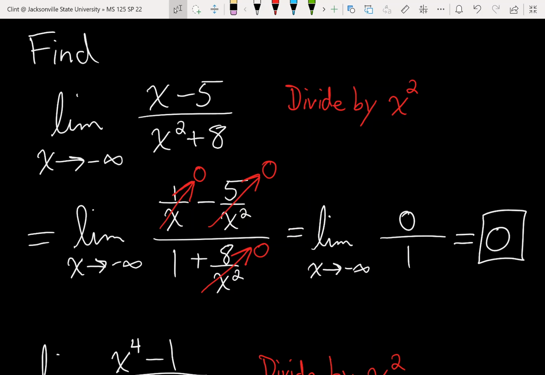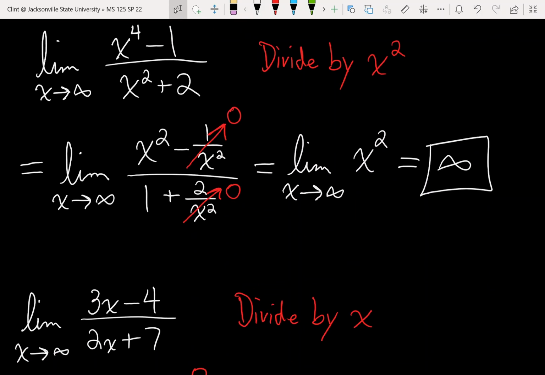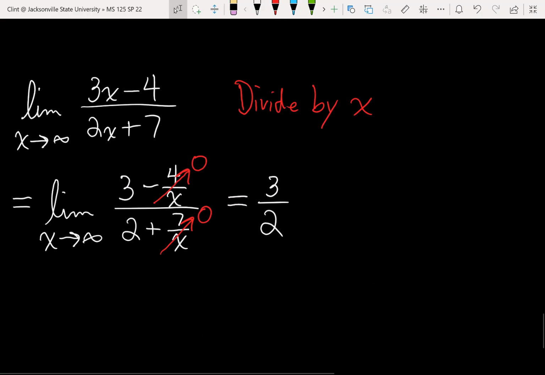We have cases like the second one, where we end up with an infinite limit. Or we could say the limit does not exist. It goes toward infinity. And then we've got cases like the third one, where our limit is some other number other than 0.